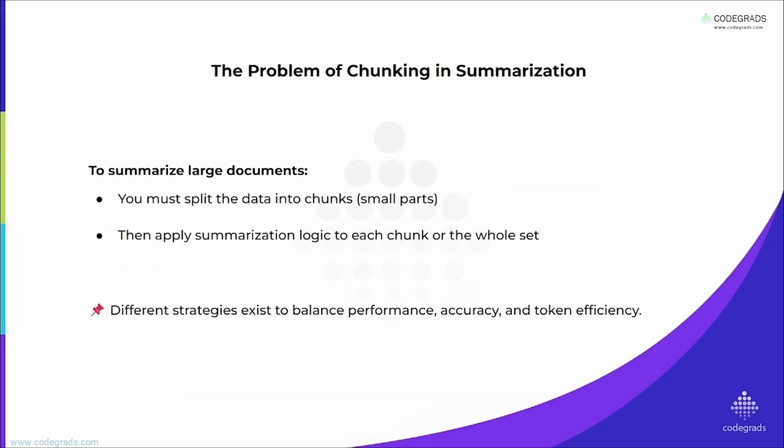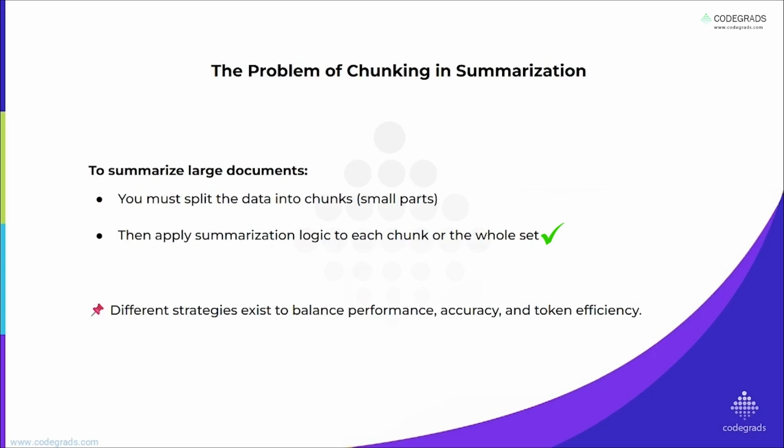That need to break and process is where we have the RAG summarization strategy. Now, the problem of chunking. To summarize a document, you must split the data into chunks. If the data is too big to fit into the LLM, we need to split the data into chunks and then apply summarization logic to each chunk or the whole set. We can have different strategies here. We can split the retrieved document into chunks and then summarize it. We also have strategies where we summarize each chunk, then pass each summarized chunk to the LLM, and the LLM will create another summarization. So we have multiple strategies.